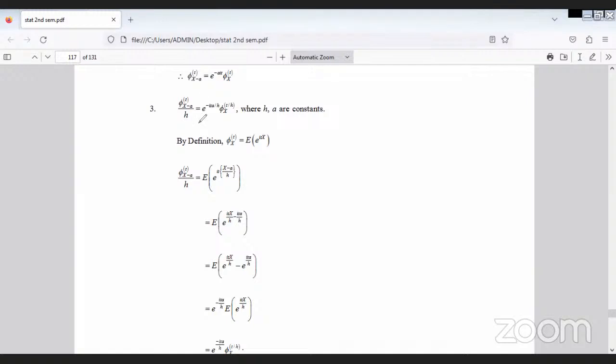Phi of t, (x minus a) by h, is e power minus ita by h times phi of x, t by h, where h and a are constants. By definition, phi of x at t is equal to e power itx. So phi of (x minus a) by h at t can be written as e power it (x minus a) by h, which is e power itx by h minus ita by h. So e power itx by h times e power minus ita by h we can treat here.